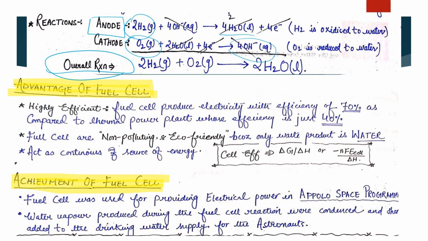Here the fuel cell efficiency is much more than that of the thermal power plant. Thermal power plant efficiency is found to be just 40%, while the efficiency of our fuel cell is about 30% more, that is 70%. So which cell you will choose? You will choose obviously the fuel cell, because its efficiency is much more than that of a traditional thermal power plant. Additionally, one more advantage is that it is non-polluting and eco-friendly, because the only byproduct here produced is water. Fuel cells are non-polluting, eco-friendly, because the only waste product, or the byproduct you can say, is water, which is non-polluting. Also, it is a continuous source of energy.